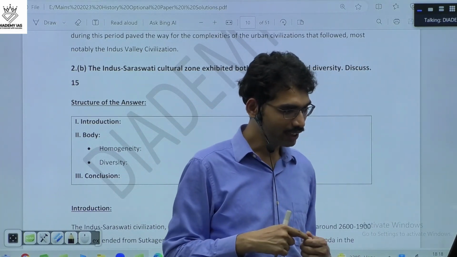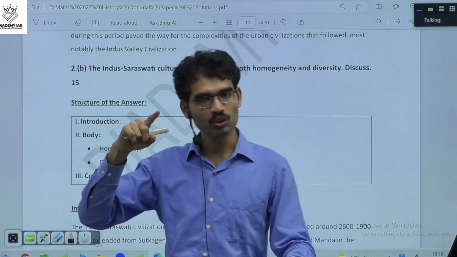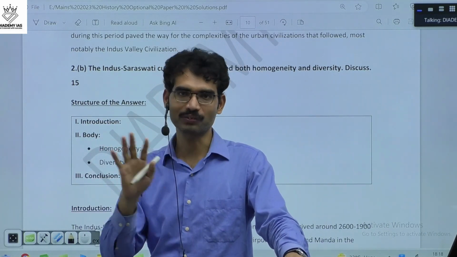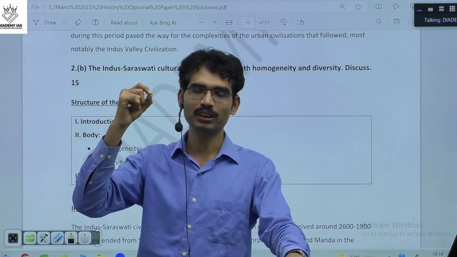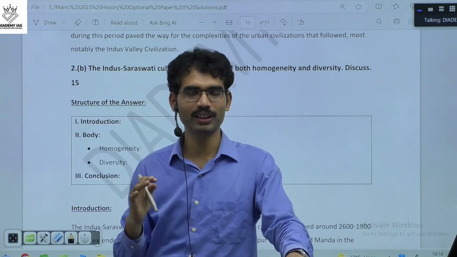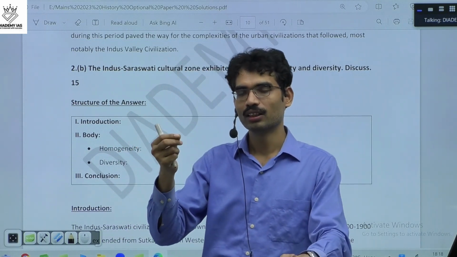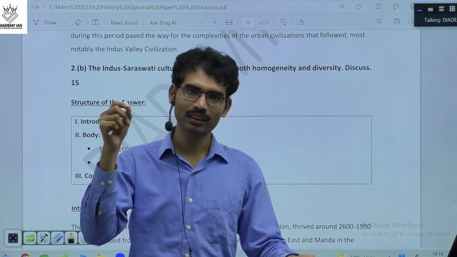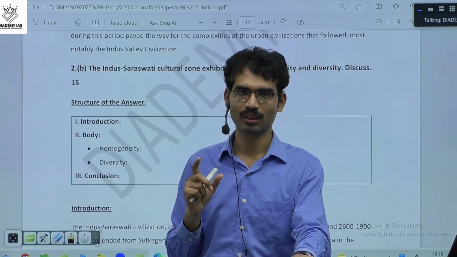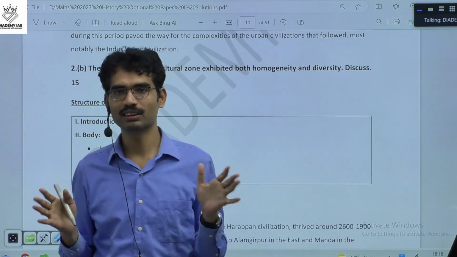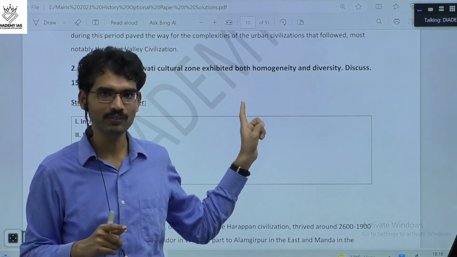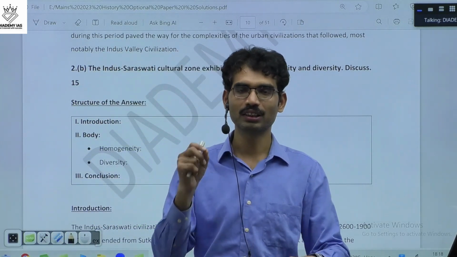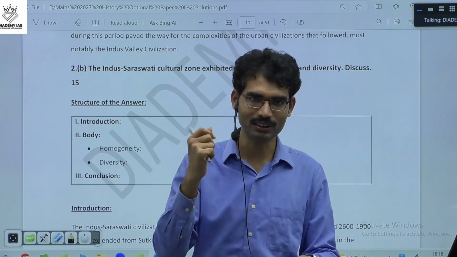Sir, can we write in paragraph or points? You can use both formats. UPSC has never specified any format. Wherever bullet points are required, you can use bullet points. Wherever you feel paragraphs convey a better meaning, you can use paragraphs. There is no specific instruction related to point-wise or paragraph-wise. It all depends on the nature of the question, and on how you want to present.